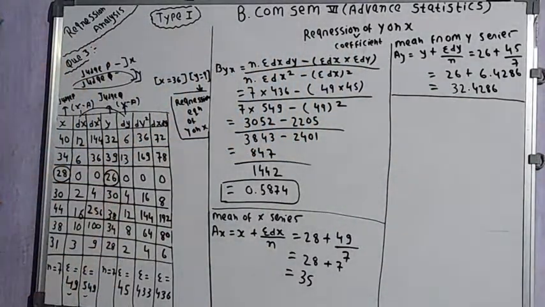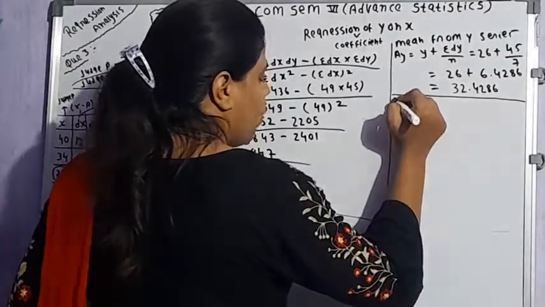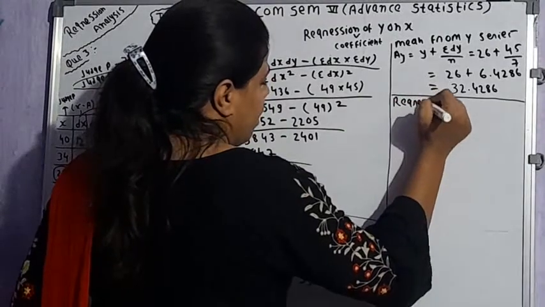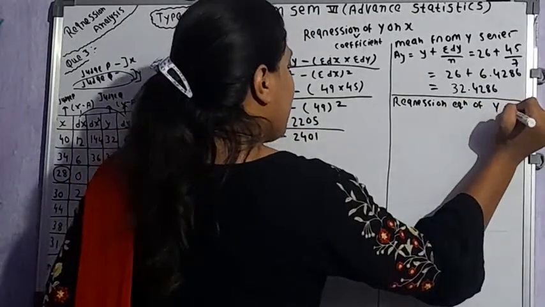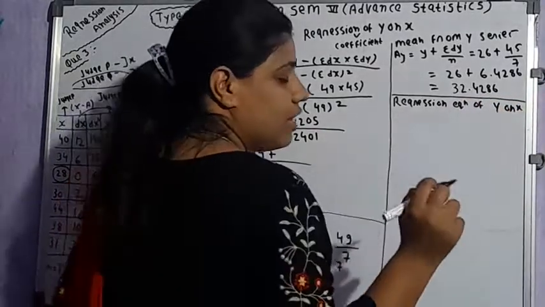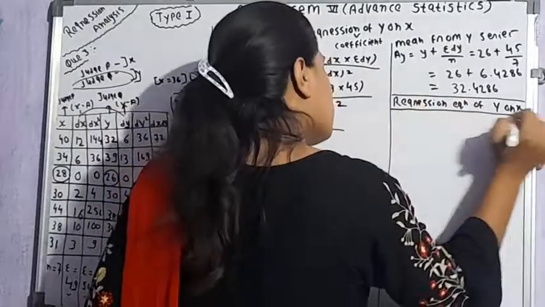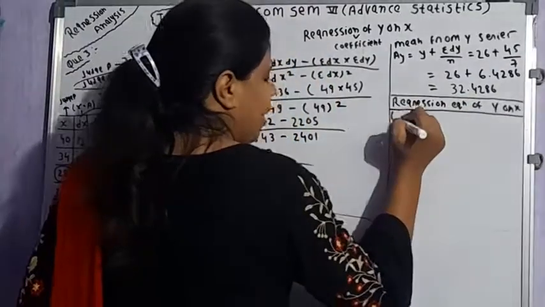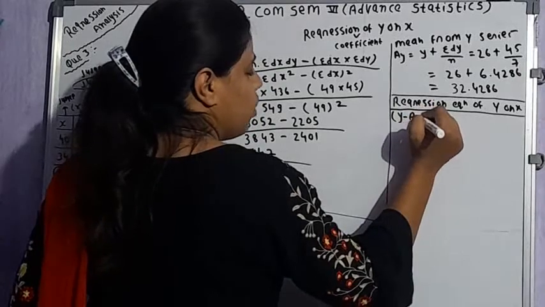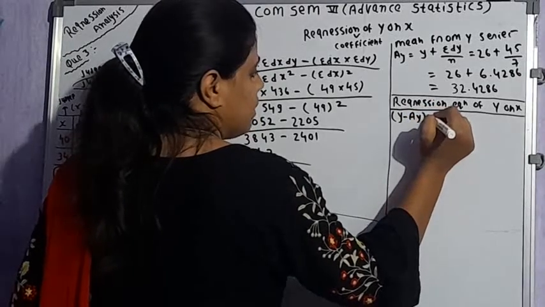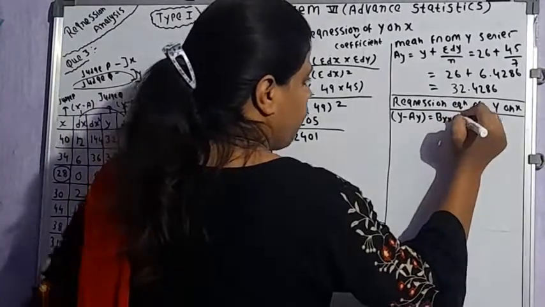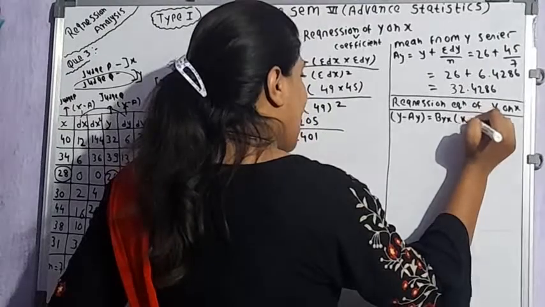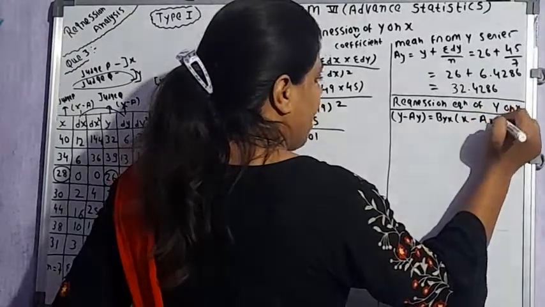Now what is the next thing that we have to do? We have to find the regression equation of y on x, that is the regression line y on x. So what is the formula? Y minus mean of y series equals byx, the regression coefficient of y on x, multiplied by x minus mean of x series.